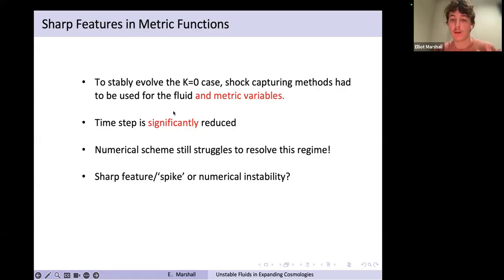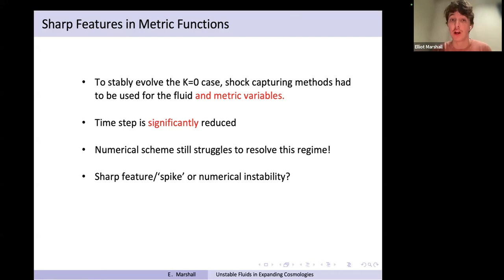I don't have a great idea why the dust case is so different, but I do want to mention a few interesting facts about this case. The first is that this case is much more difficult to numerically evolve. In particular, we had to use shock capturing methods for both the fluid and the metric variables. In the barotropic k greater than 0 case, we use finite difference methods for the metric, but here we're using shock capturing for the metric.